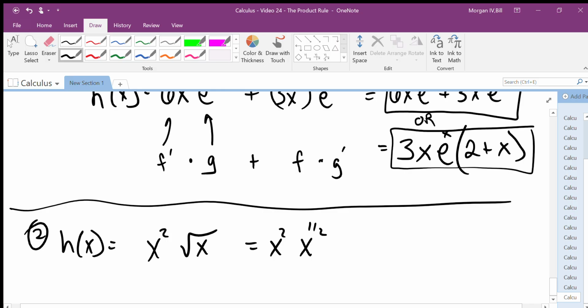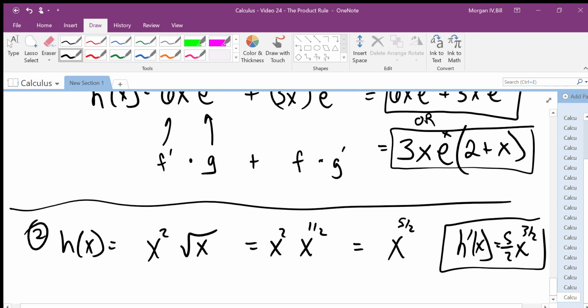But when you're multiplying, you can add the exponents. So 2 plus 1/2 is 5/2, right? And then I would just take the derivative from there. We know that h prime of x then is 5/2 x to the 3/2, we're done. That's how I would actually solve this problem.